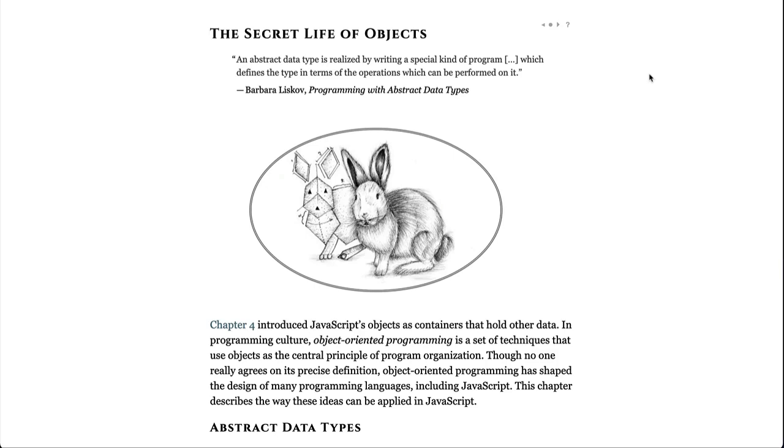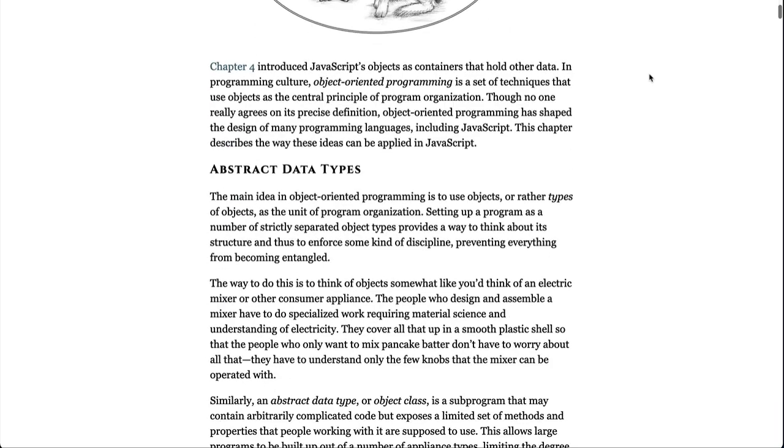Chapter 6. The Secret Life of Objects. An abstract data type is realized by writing a special kind of program, which defines the type in terms of the operations which can be performed on it. Barbara Liskov, Programming with Abstract Data Types.